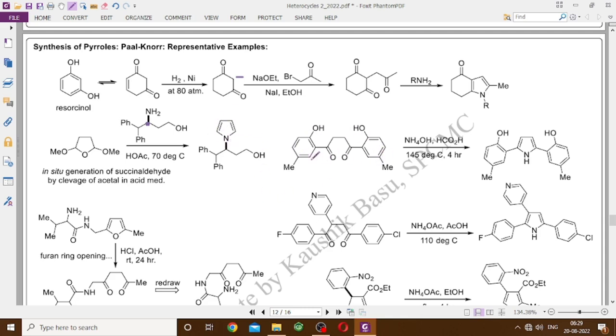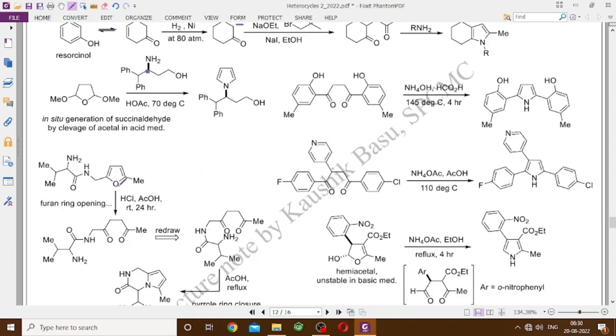This one here is an elaborate 1,4-dicarbonyl where you have two functionalized phenyl rings on the two chain ends, and the reaction is done in presence of formic acid at 145 degrees centigrade, heating for 4 hours. Ammonium hydroxide is the source of the ammonia here, closes down the ring.